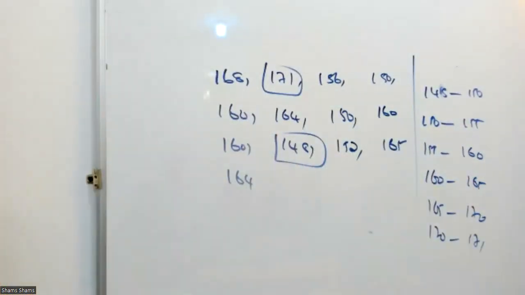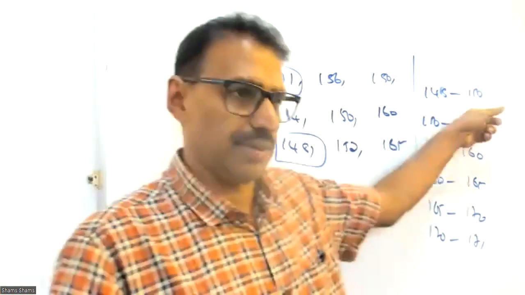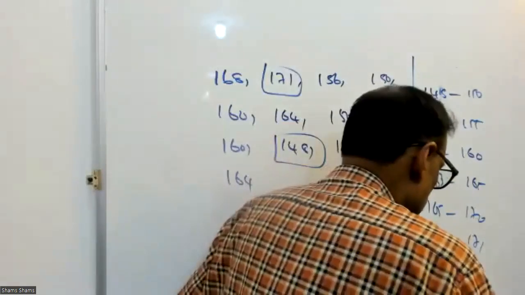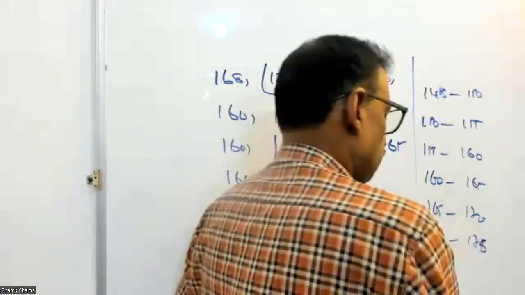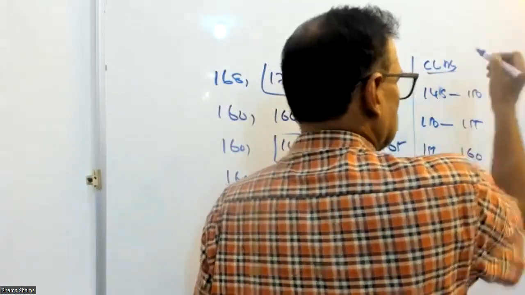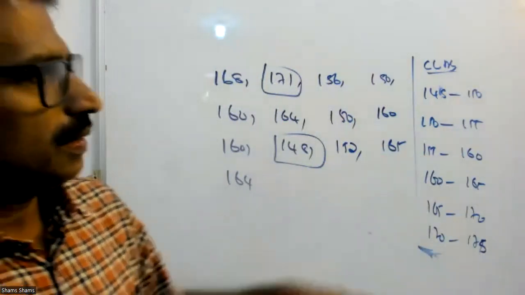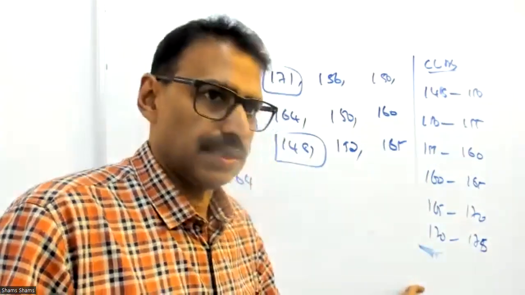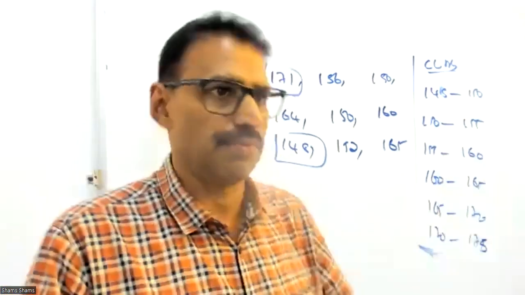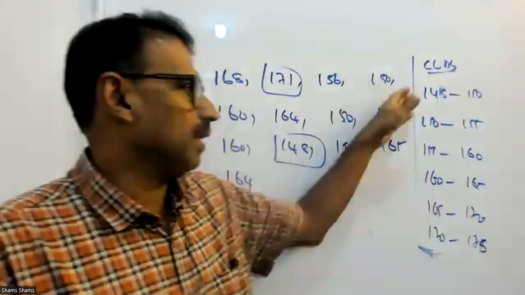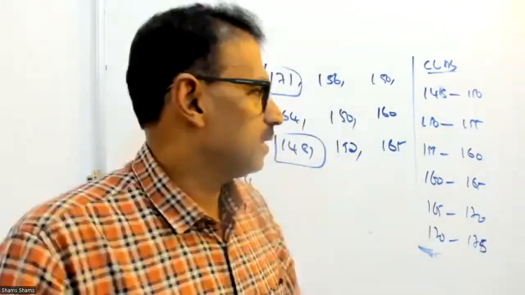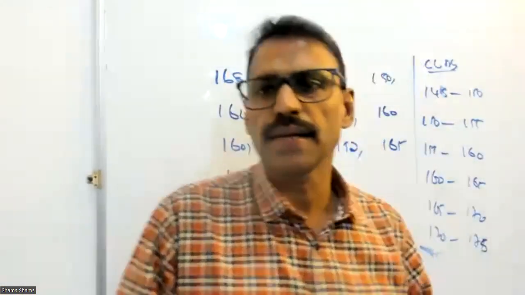We check the lowest value because we have to include it here, and the highest one should be included also, so one more class, 170 to 175. This is called a class. All these left-hand values are called lower limits. And this right-hand value is called the upper limit. Lower limit and upper limit.